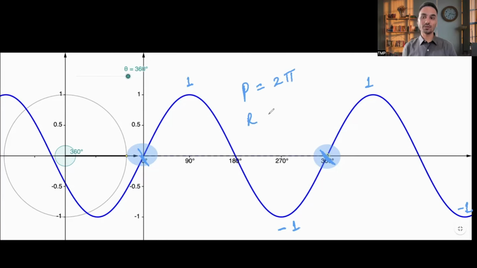And the range of this function is -1 to 1, because the minimum value that it can take is -1 and the maximum value that it can take is 1. Can you guess the domain of this function? Yes, you're right. This function has no holes or no gaps in between. That means sine theta is possible for all values of theta. So the domain of this function is all real numbers.